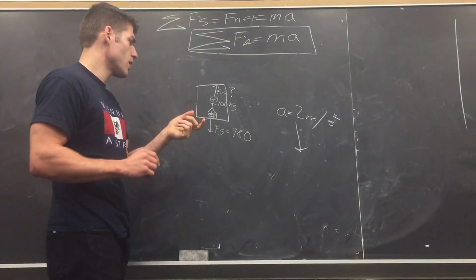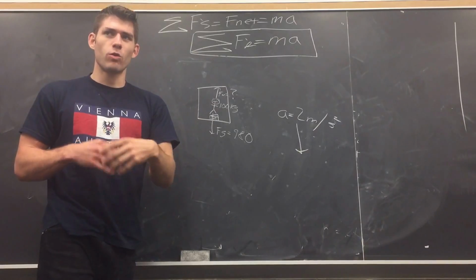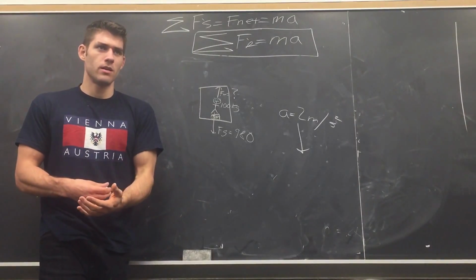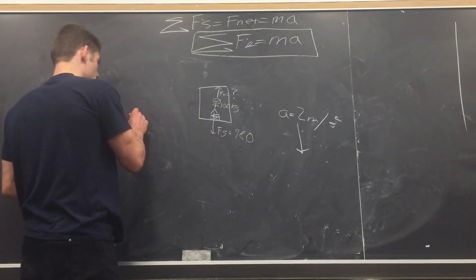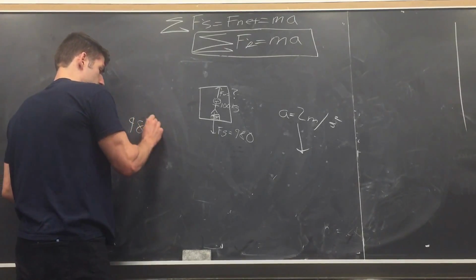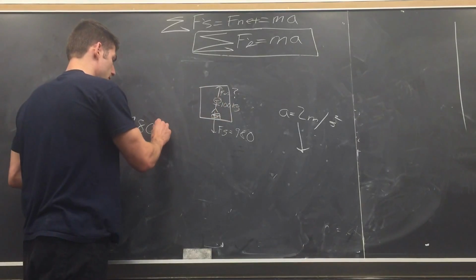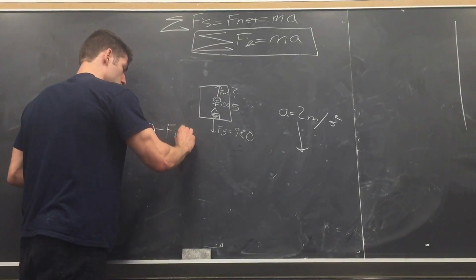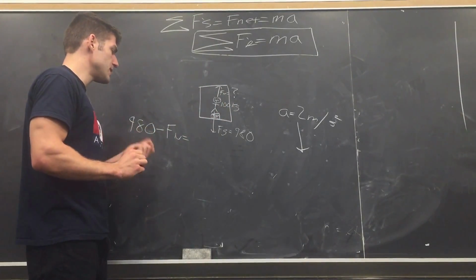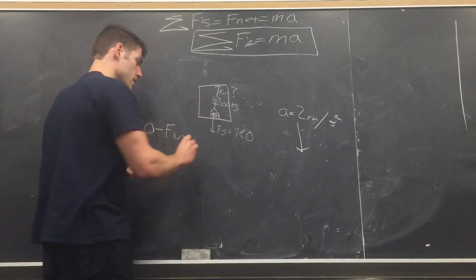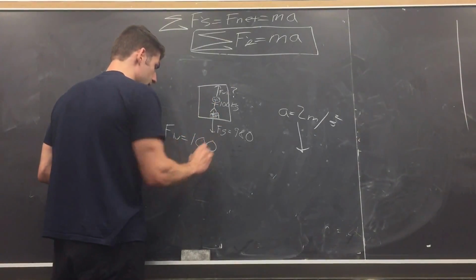So the sum of the forces, we're moving down. So which force should we say is positive? It just makes our life easier to say, okay, 980 is the positive force. That makes force normal the negative force, so minus the force normal. That's equal to the mass, our mass, which is 100. Our mass doesn't change, right?